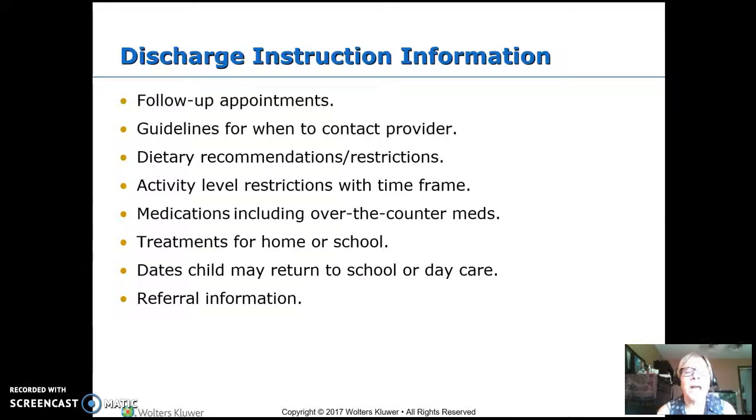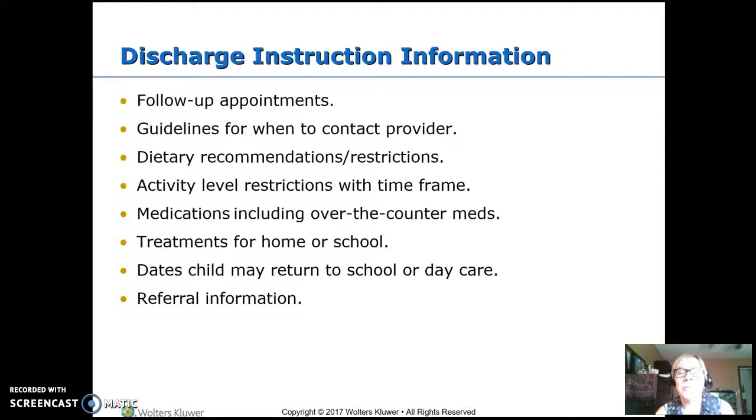Clear guidelines of dietary restrictions or recommendations. Give them this, don't give them that. And with that, time frames of when to switch. Activity levels, same thing. What restrictions do they have and what are the time frames on those restrictions? What medications are they on, including over-the-counter meds?